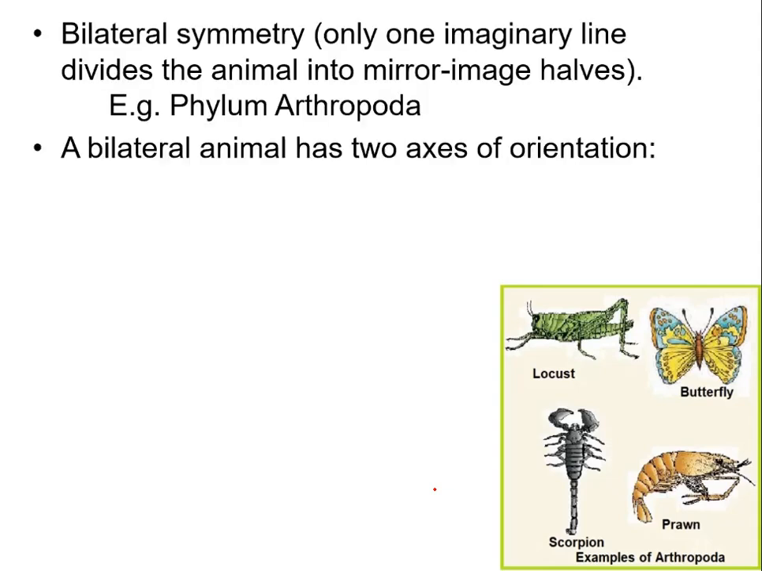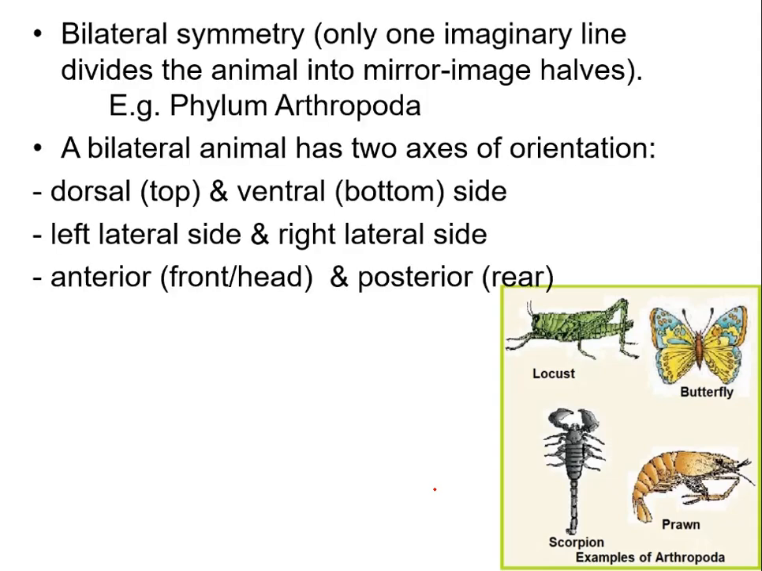Okay, next, some animals have bilateral symmetry. Bilateral symmetry is when only one imaginary line can cut the animal into mirror-image halves. Example, animals in the phylum Arthropoda. What are examples of animals in phylum Arthropoda? You can see they are insects, including scorpion, prawn, and butterfly. These are examples of animals in phylum Arthropoda.